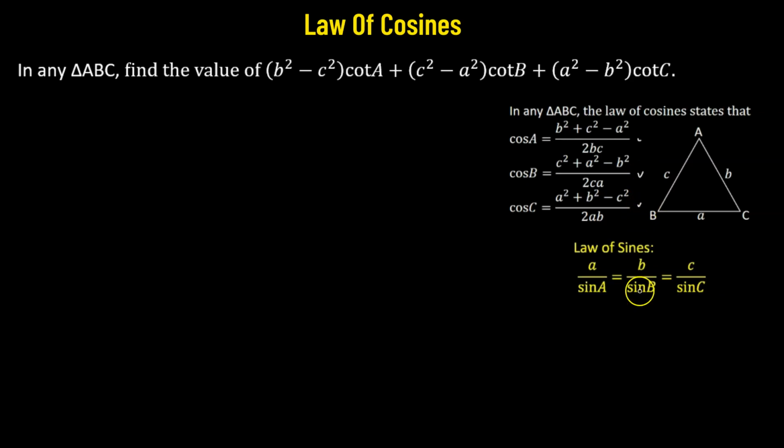Similarly, we have the law of sines, which is the ratio of side a to sine of the angle opposite a, equal to the ratio of side b to sine of the angle opposite to it. And this is also equal to the ratio of side c to sine of the angle opposite to it. So let's now begin.